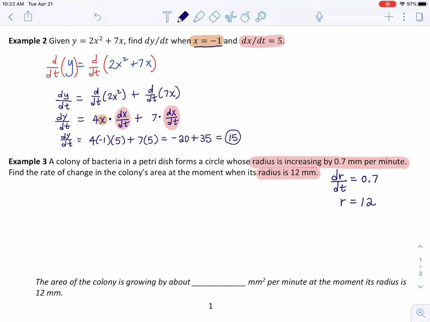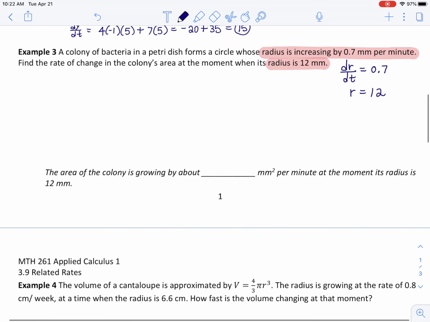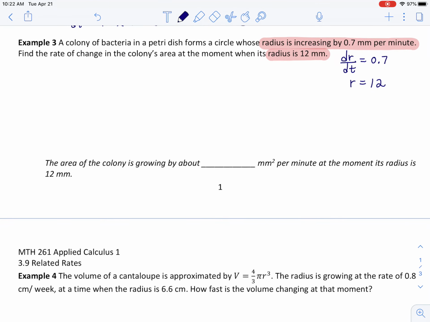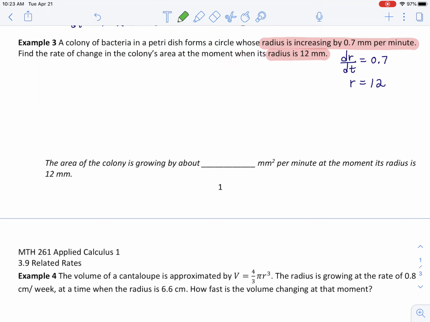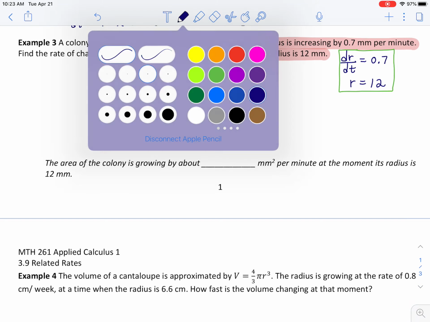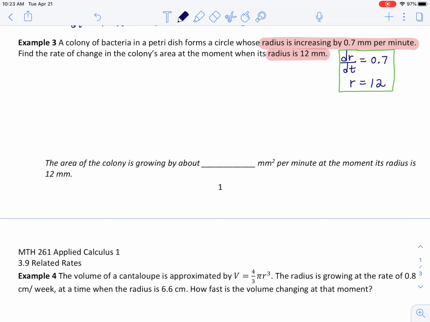Remember, on our previous examples, what I highlighted in orange and pink, those are the numbers that we plugged in after taking implicit differentiation. We'll do that too. If you have a word problem, they're going to give you the rate of change, and they're going to give you what value to plug in. So that's what we need to keep on our side over here. I'm going to keep this over here because once I'm done taking the derivative of this area formula, I'm going to plug them in, okay?